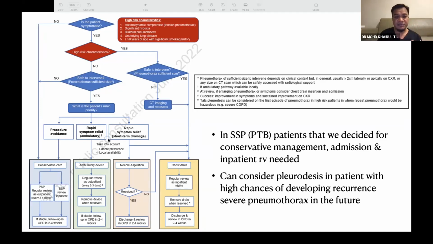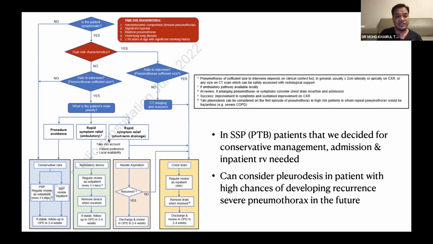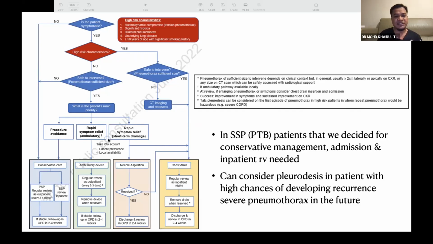But remember, if you found out this is actually a secondary spontaneous pneumothorax, you need to admit the patient even though you opted for conservative care, because we know the degree of air leak is unpredictable in the patient with secondary pneumothorax. So if our aim is to rapidly relieve the symptom, but the patient opted for ambulatory care, you can offer ambulatory care. We will discuss it later.